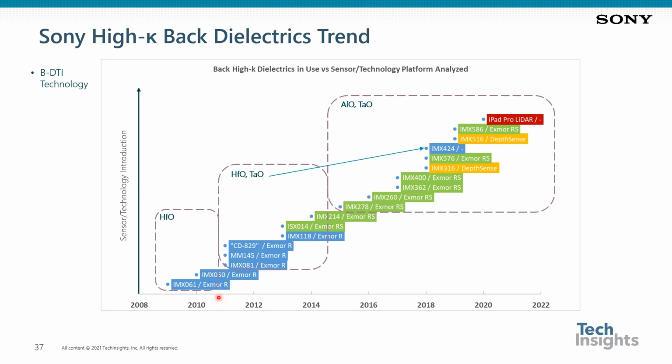And what we see is that Sony has started with hafnium oxide and then introduced tantalum oxide, and recently, with the exception of the IMX424, but recently being since about 2015, they have adhered to aluminum oxide and tantalum oxide as the high K dielectric materials. And this, of course, is the case for recent sensors listed all here. We can see, for instance, the IMX 516 depth sense imager, the 586 Exmor RS, and recently the iPad Pro LiDAR sensor.